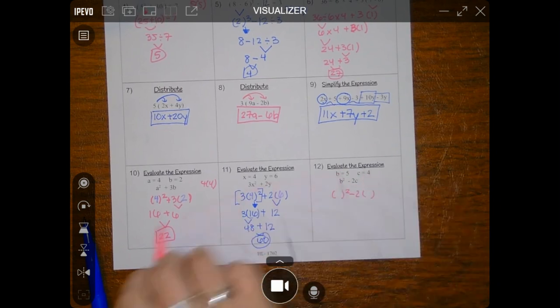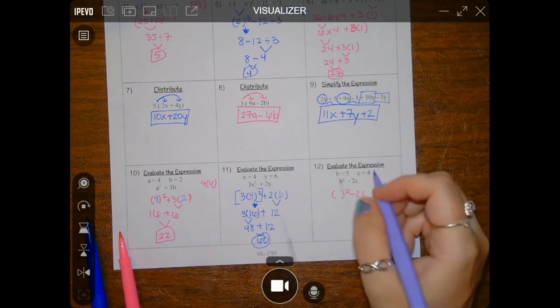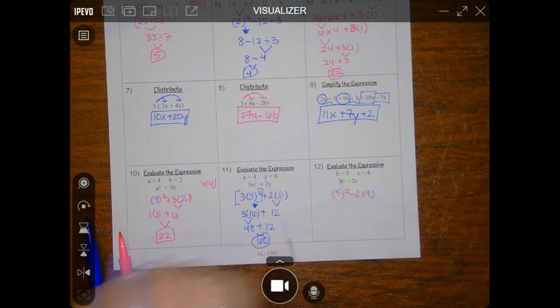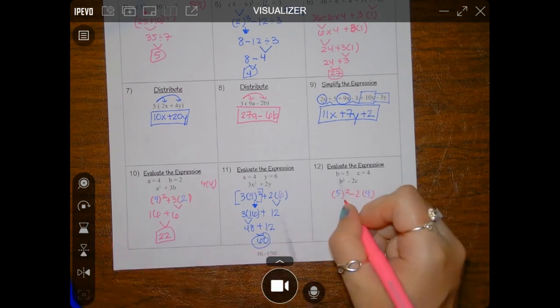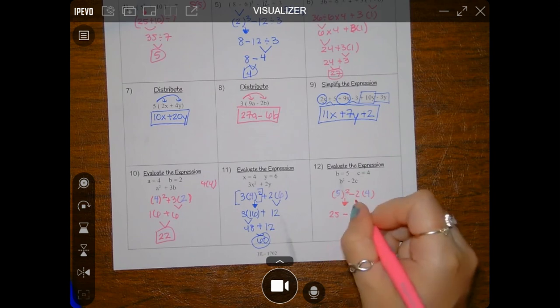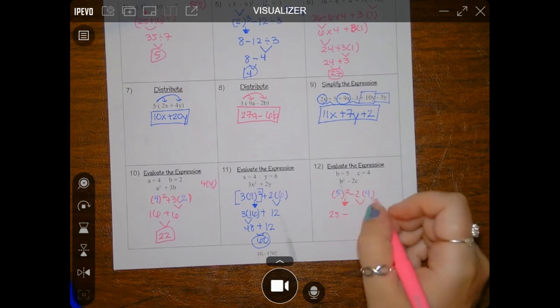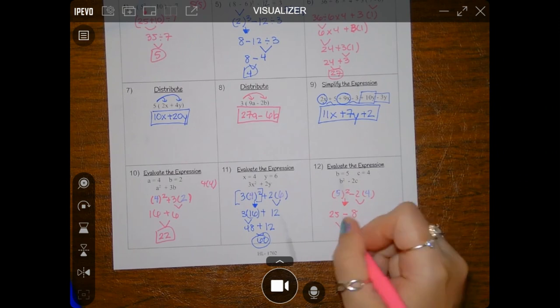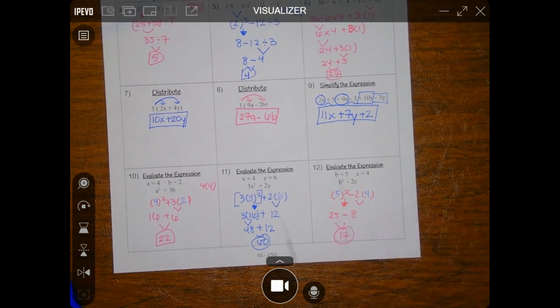Well, you have b squared, and they said that b is 5 minus 2c, and they said c is 4. So what's 5 squared? Yep, 5 times 5, which is 25, minus what's 2 times 4? Well, 2 times 4 is 8. So then finally, what's 25 minus 8? Yep, 17.